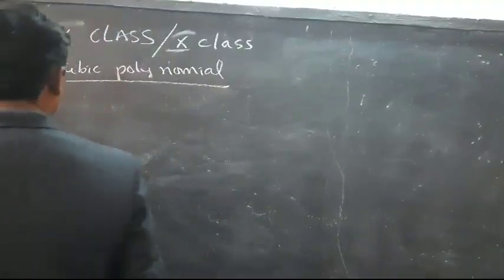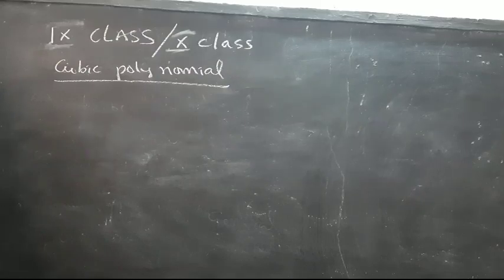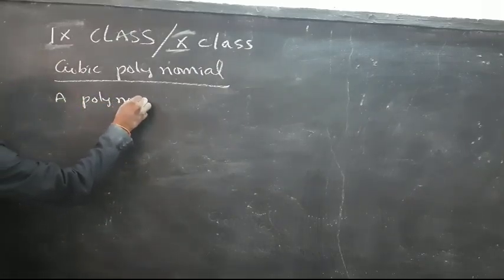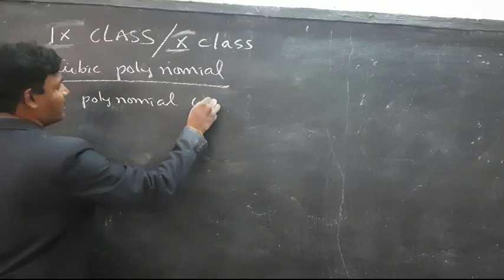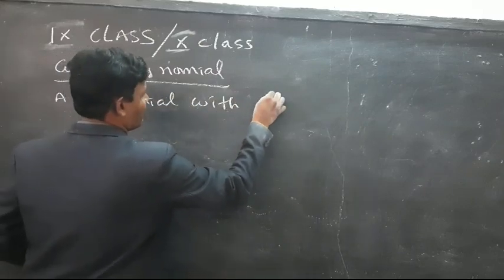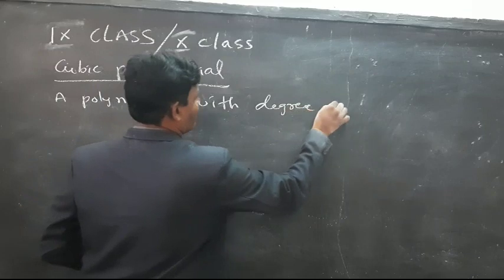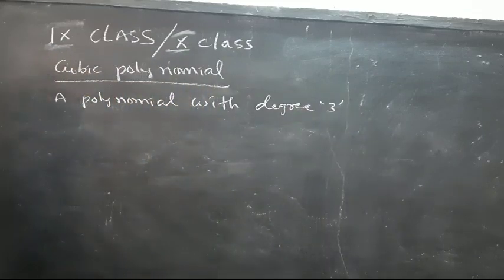Third one, cubic polynomial. A polynomial with degree 3 is called a cubic polynomial. What is a cubic polynomial? A polynomial with degree 3 is called a cubic polynomial.